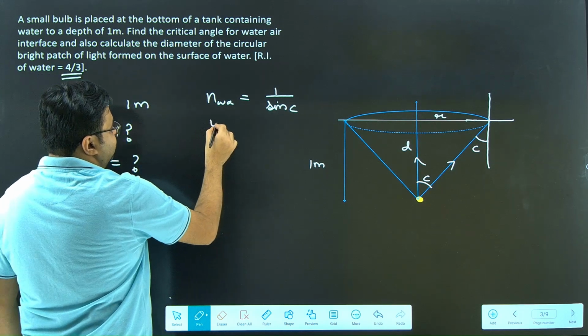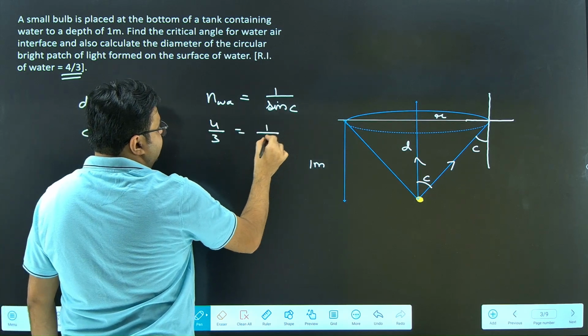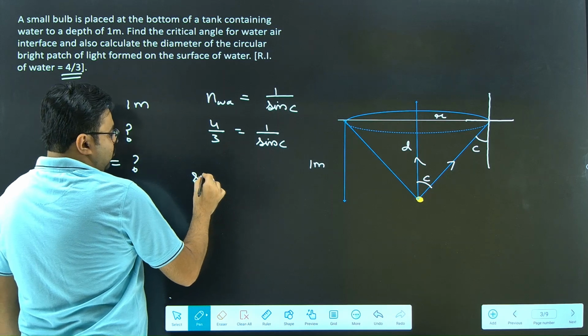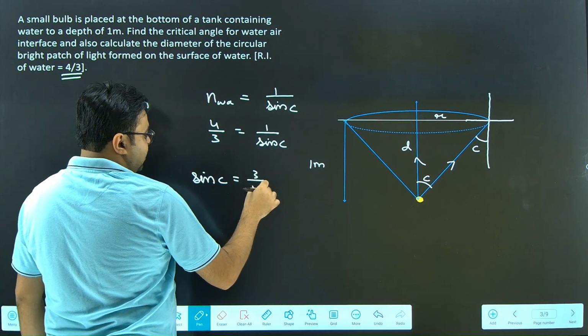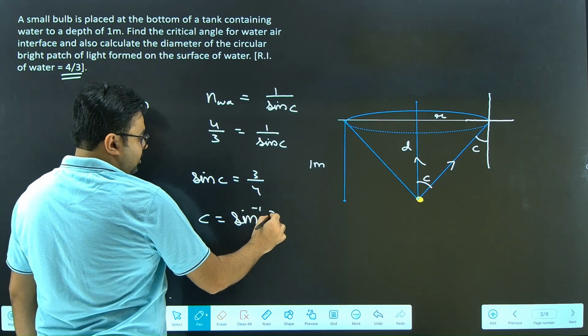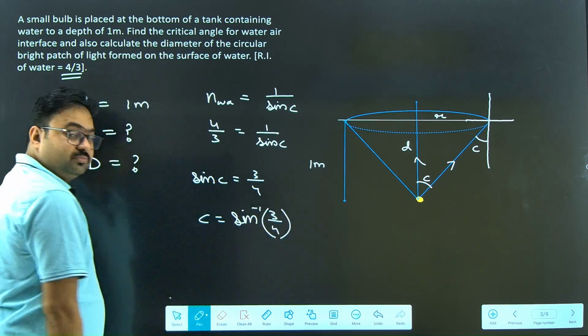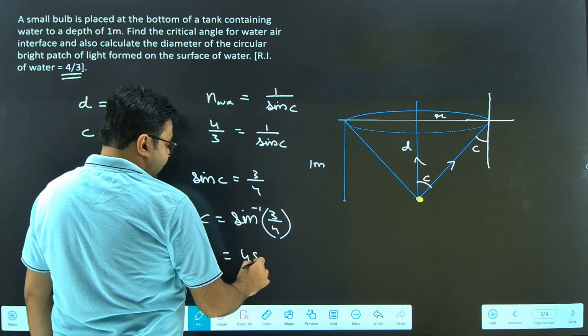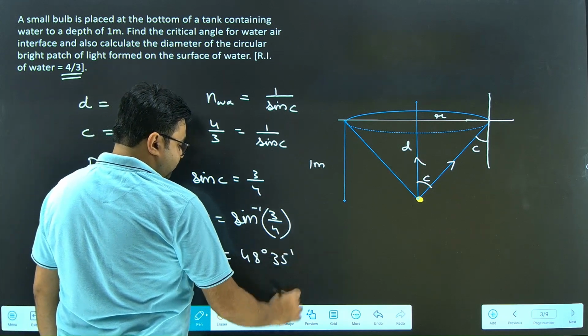So let us write down 4 by 3 equal to 1 divided by sine C, my dear friends. So sine C would simply be equal to 3 divided by 4. C would be sine inverse of 3 by 4. And sine inverse of 3 by 4 turns out to be 48 degree 35 minutes.